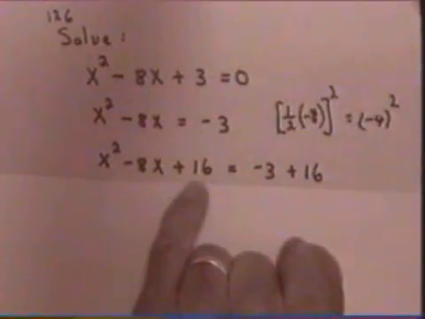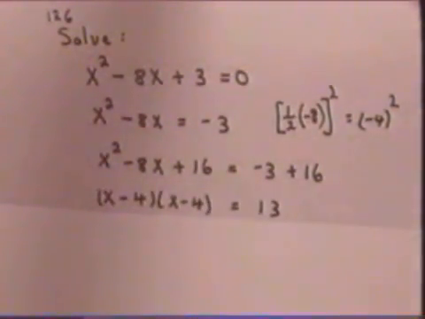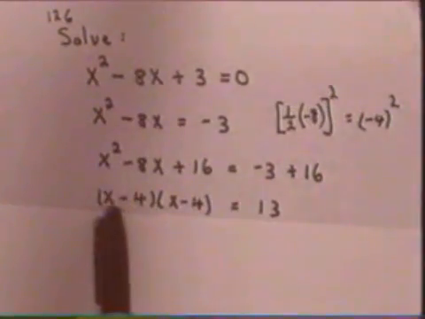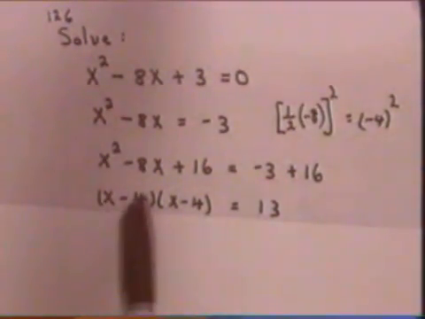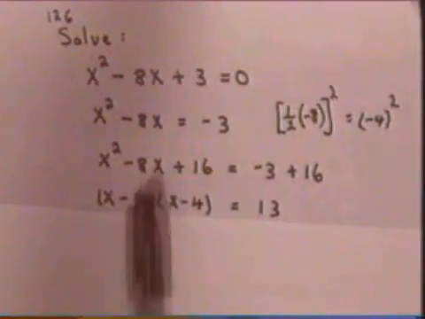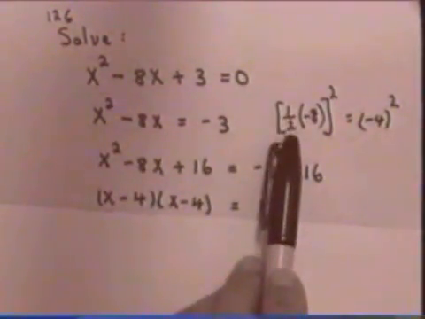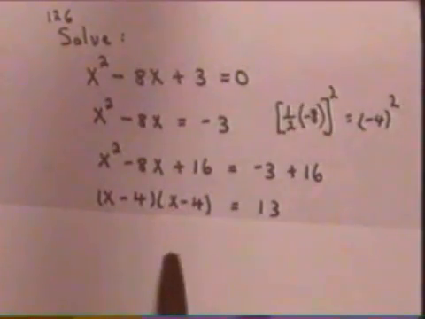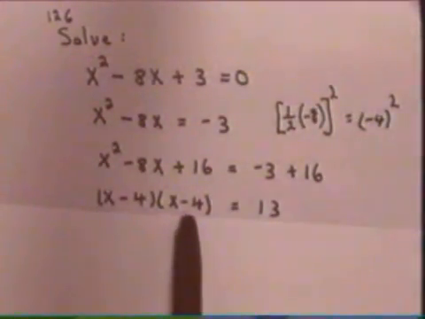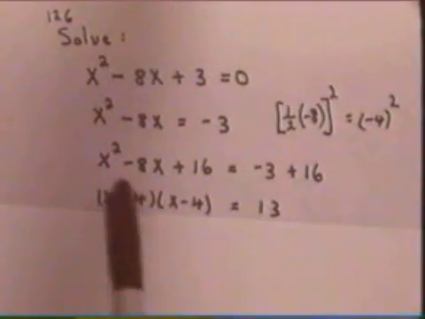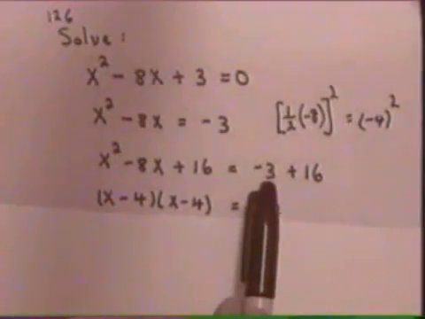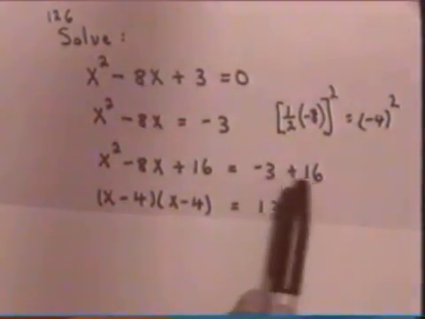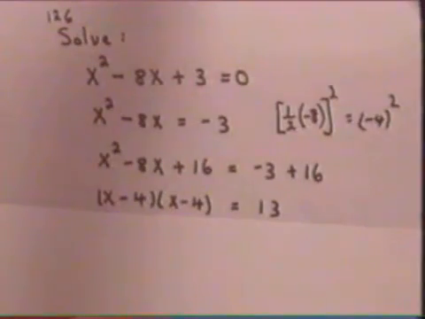Now notice what this 16 allows me to do. I can factor my left side into x minus 4 times x minus 4. X times x gives x squared. This will be a negative 4x plus a negative 4x, which is negative 8x. Now that shows you why you had to take half of it up here, because in multiplying it back out you're doubling it. And then a negative 4 times negative 4 is positive 16. So I can factor my left member into x minus 4 times x minus 4. Of course my right member is going to be a negative 3 plus 16, which is 13.